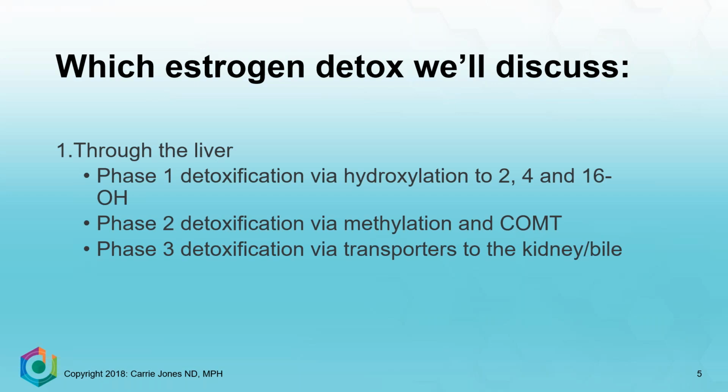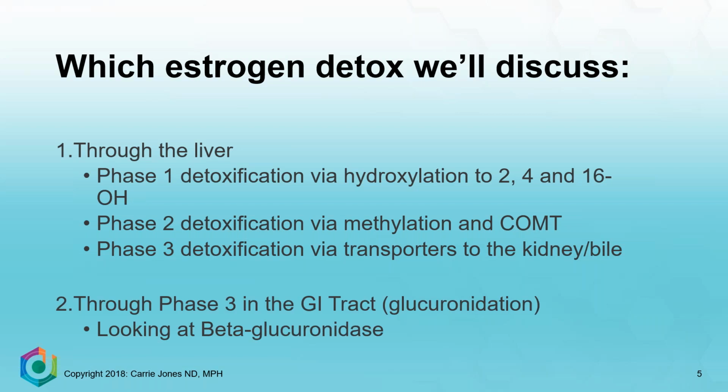With estrogen detox, we're going to talk about phase 1 detoxification, specifically through hydroxylation. This is into the 2, the 4, and the 16 hydroxy pathways that many of us have heard about over and over. We're going to talk about phase 2 detoxification through methylation and how that involves COMT. And then we'll talk about phase 3 detoxification, which utilizes transporters. That gets the hormone from in the cell, out of the cell, and then it moves on into the kidney, and then, of course, the bile, and into the intestines.